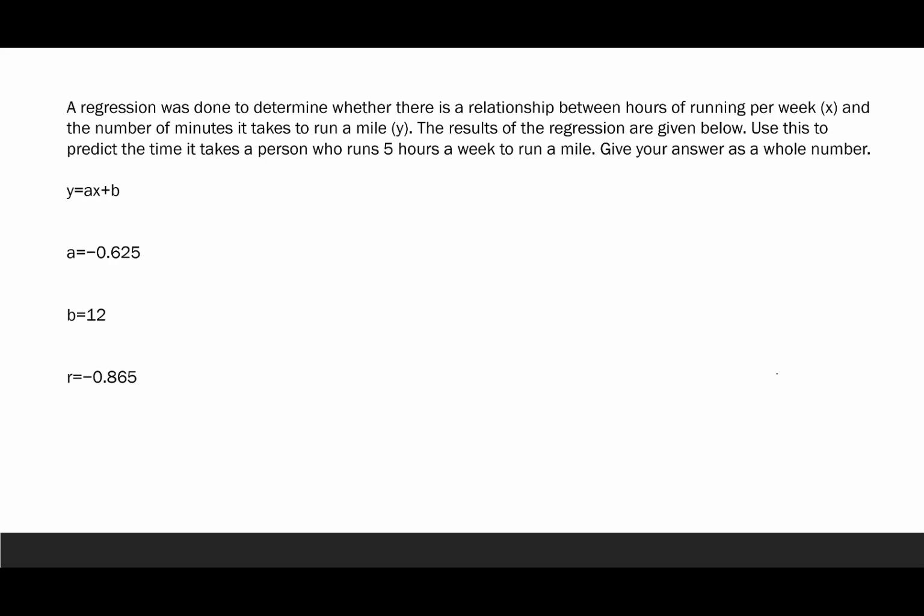Use this to predict the time it takes a person who runs 5 hours a week to run a mile. Give your answer as a whole number. So our line is y equals ax plus b, and a is negative 0.625. The a works as the slope. We have y equals negative 0.625 times x, and then the b was 12. We were given that x is equal to 5. We're going to write y equals negative 0.625 times 5, plus 12.